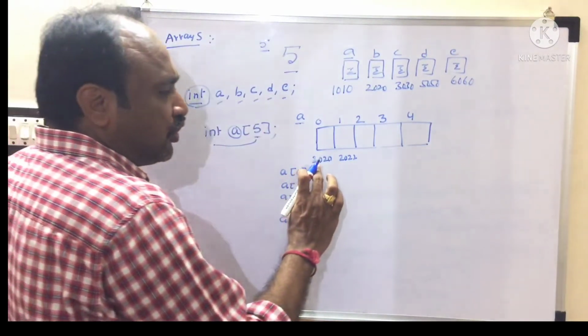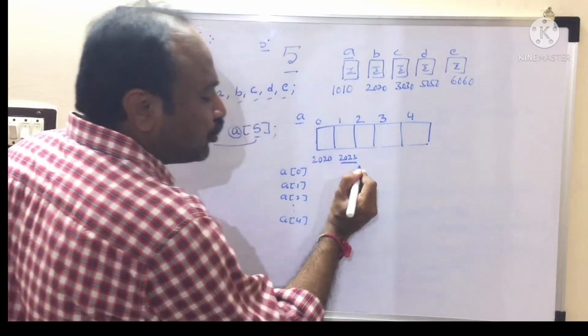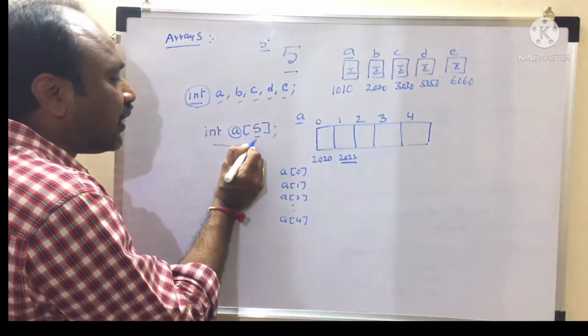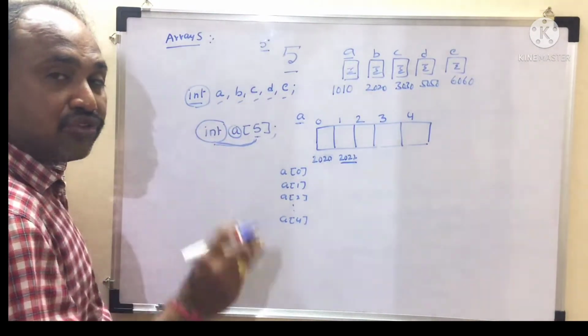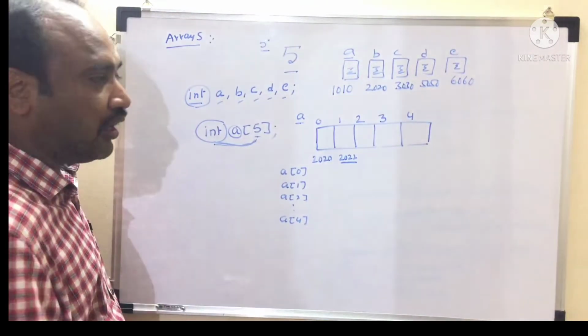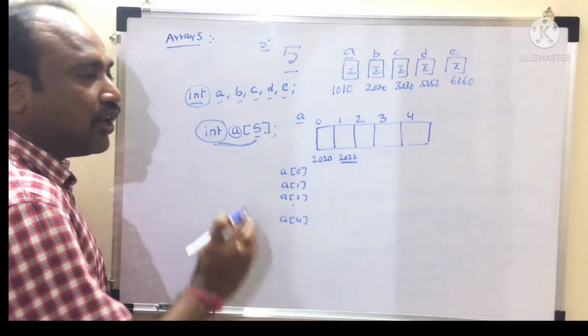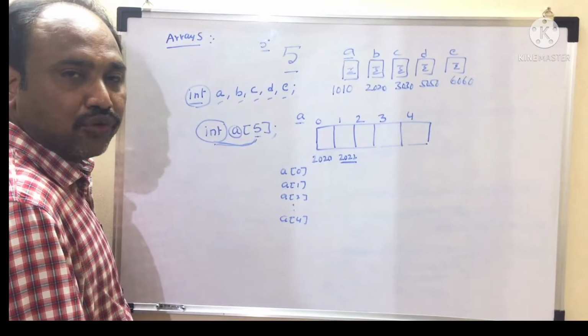If the first value is stored in 2020, the next value has to be stored in 2021. But why are you writing 2022? This array, what type of array? Integer array. An integer array is used to store what type of values? Integer values only. If the array is a float array, it can store only float values. If the array is a character array, it can store only character values.